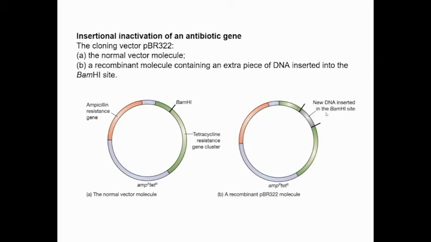Some vectors will ligate this insert DNA at this position. Some vectors will perform self-ligation, so you will have two different types of vector in the mixture. One is the original vector, the other has the insert after the ligation process. Then you perform the transformation. After the transformation, the first step is to screen which cells carry the plasmid.